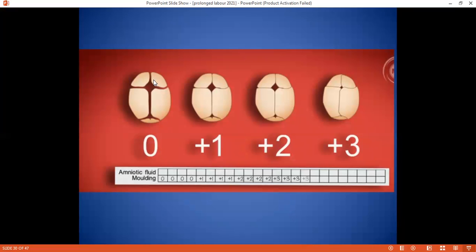This is the normal head. There are sutures to allow the approximation of the fetal skull bones during labor to facilitate labor. Molding is +1 when there is no space in between, +2 when there is overlapping, and +3 when there is severe overlap that cannot be reduced digitally. So +2 and +3 indicate obstructed labor, and the baby may not be delivered vaginally.